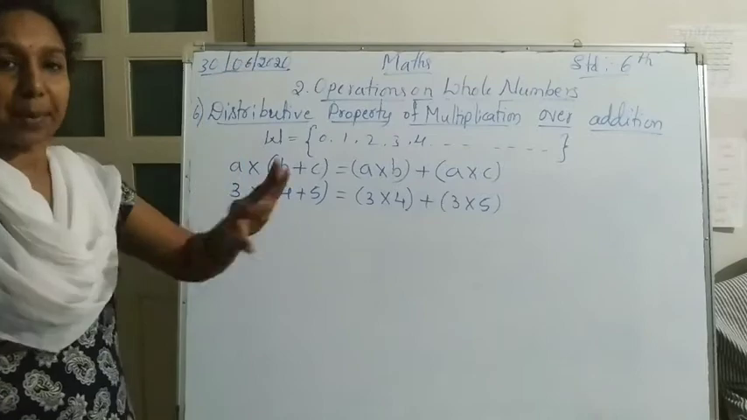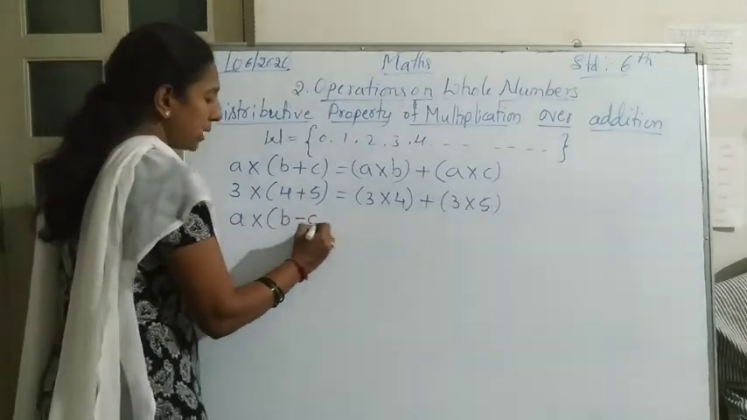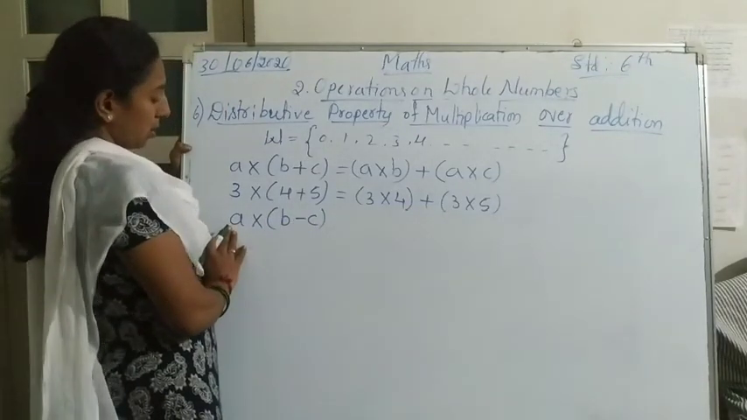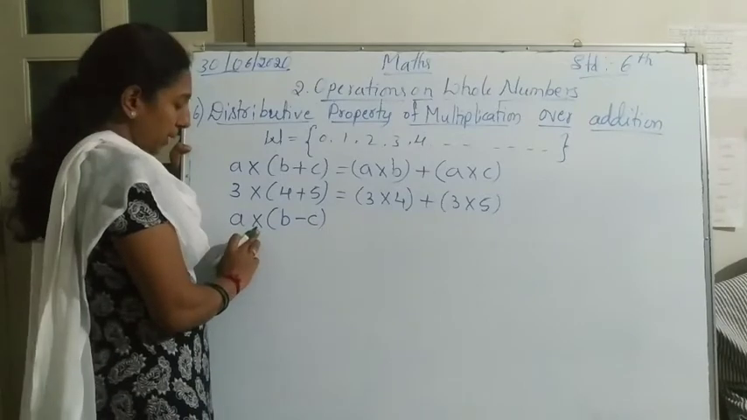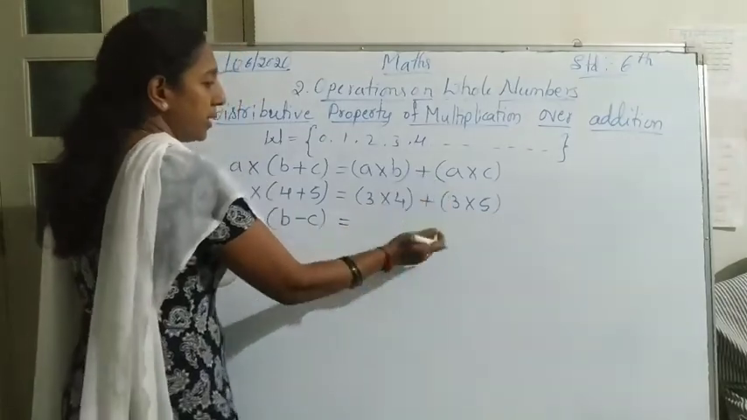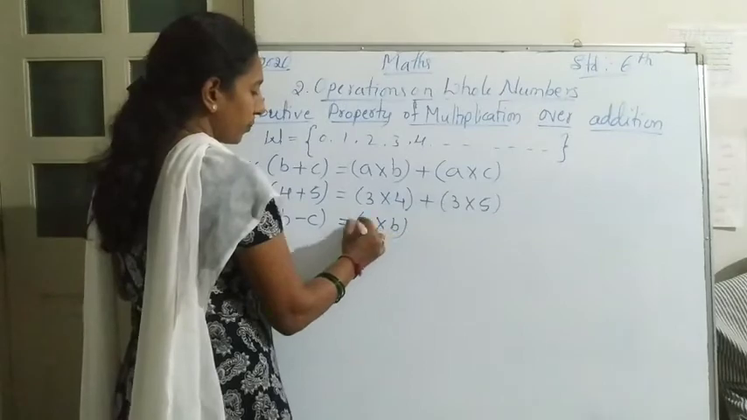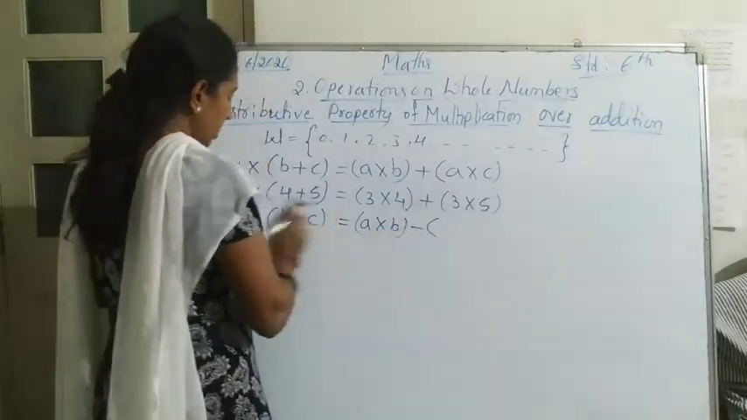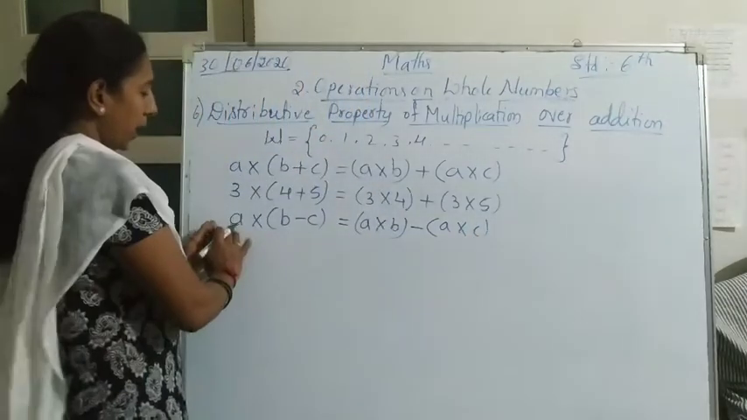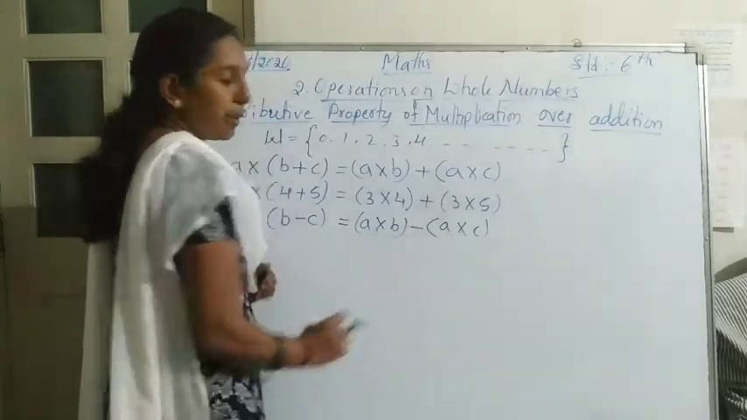In the same way, subtraction is also there. That is a into (b minus c). Here subtraction will come. So, distributive property of multiplication over subtraction. Here, instead of plus, it will come minus. So a into b, here minus sign is there, minus a into c. Okay. So a into b minus a into c.